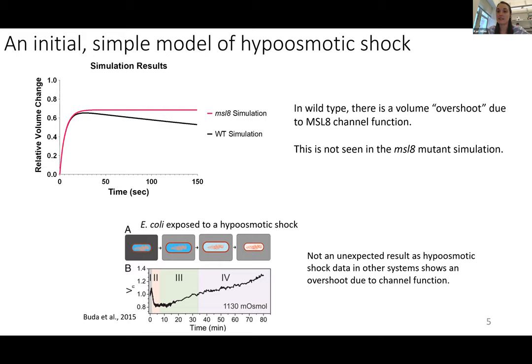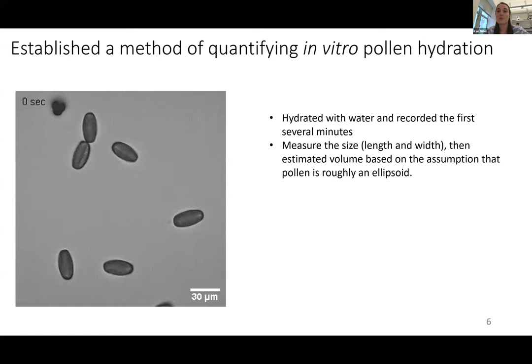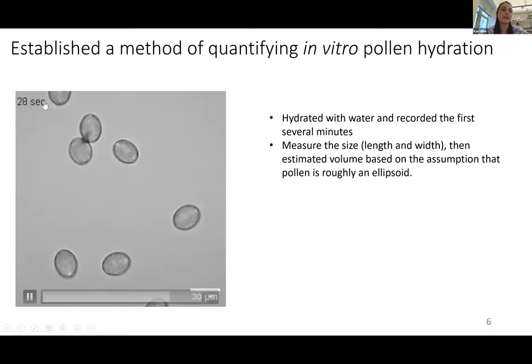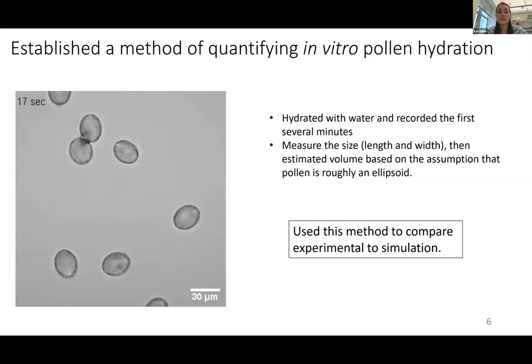And so to do that, I established a method of quantifying in vitro pollen hydration. So this is Arabidopsis pollen, and we've kind of already seen this earlier, but I'm just hydrating it in water here. It happens pretty quickly. This is sped up a little, but within about 25, 30 seconds, they're completely hydrated. So I did this again and again, and I would measure the length and the width of each pollen grain and estimate a relative volume change over time. And so by doing this, we can use the output to compare directly to the simulations.